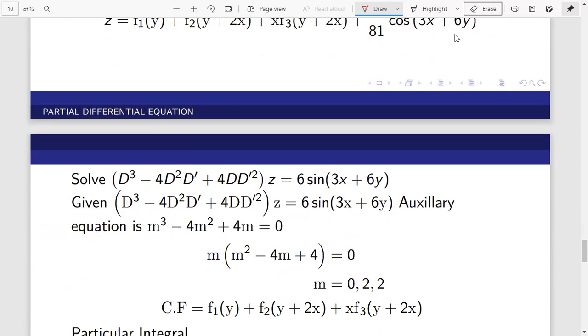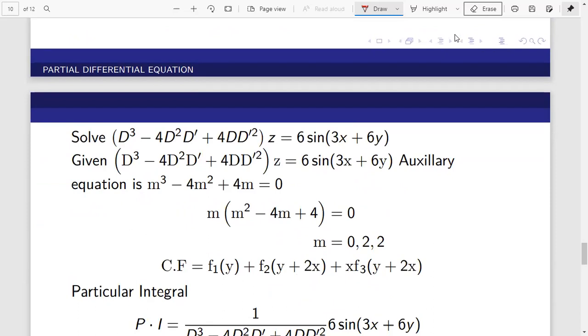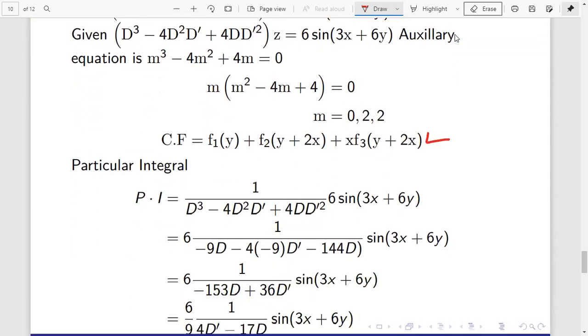Okay, that is when the right hand side is sin 3x plus 6y, that is sin of ax plus by or cos of ax plus by, that part. So the complementary function we know. Okay, now you see the particular integral.